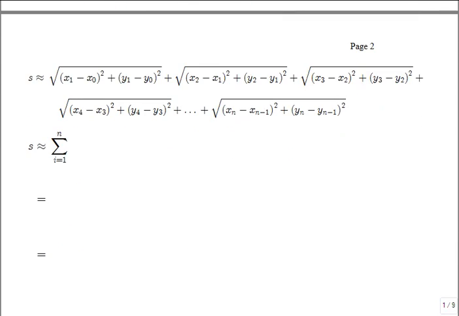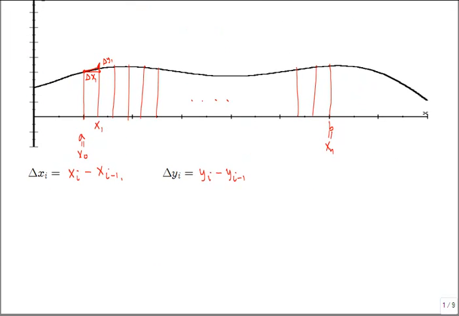To get the arc length of the entire curve, we're going to find the distances approximated using that distance formula for each of our line segments. So if we look back at our picture for a moment, we're going to find this little line segment distance, then this line segment distance, and so forth, all the way to the end. And then we're going to add up each of those distances, and that should give us an approximation to the entire arc length.